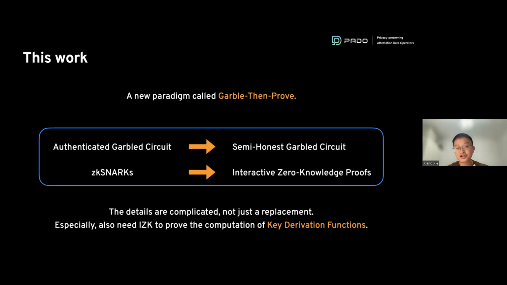The key point is that when we use IZK, or interactive zero-knowledge proofs, the current state-of-the-art IZK protocol is quite efficient. It's even more efficient than the semi-honest garbled circuit. So in our whole protocol, the main performance bottleneck is actually the semi-honest garbled circuit. The IZK part is very cheap; you can just ignore it in terms of performance. So let's go into a little more detail on how we solve it.